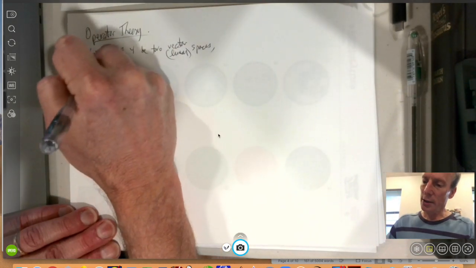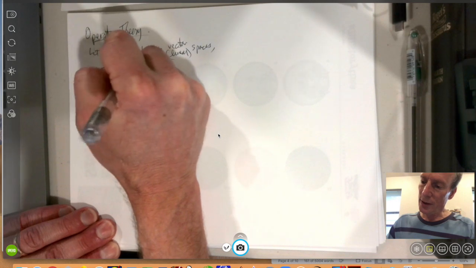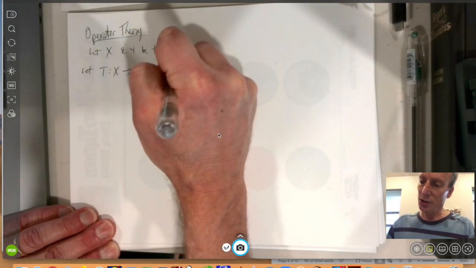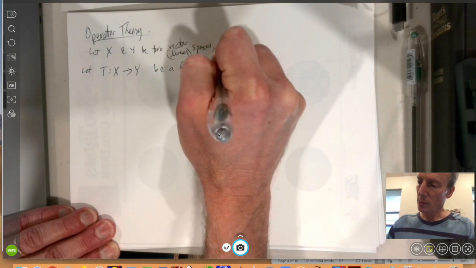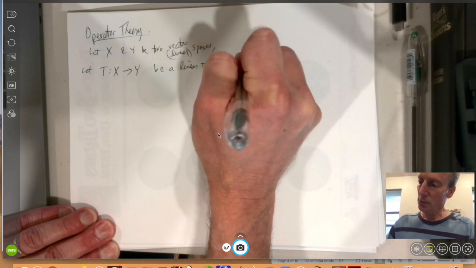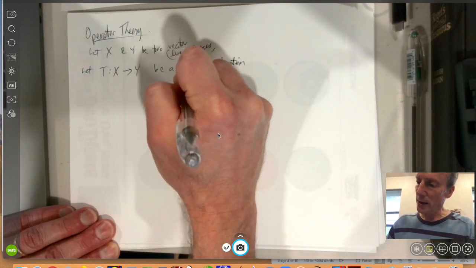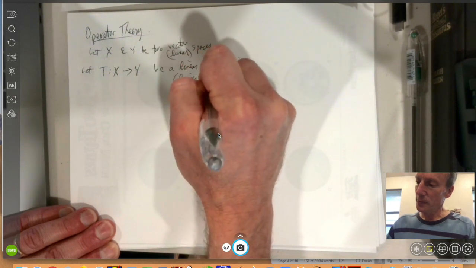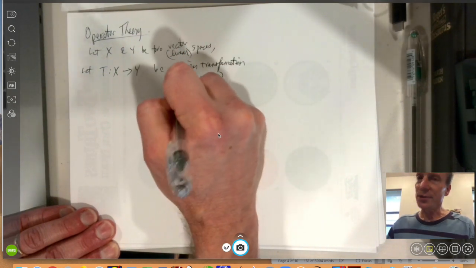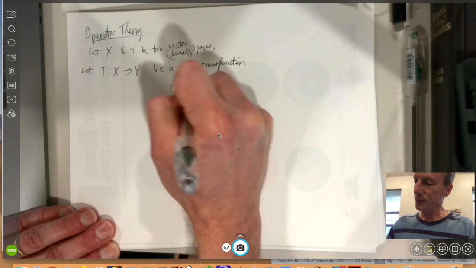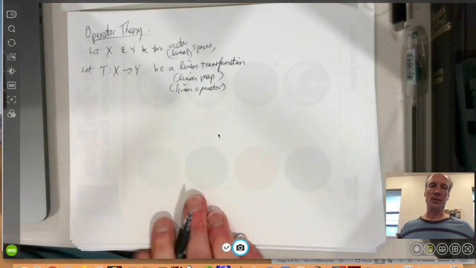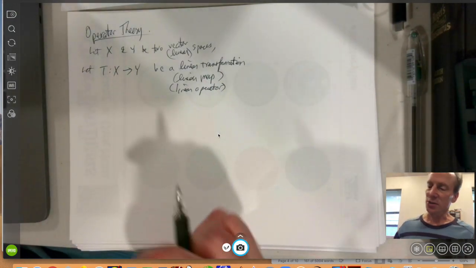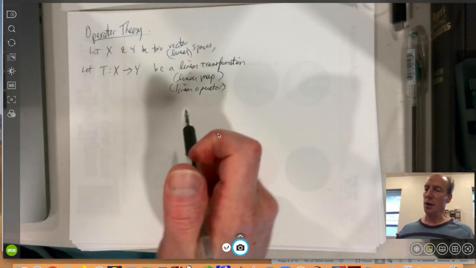And then let T from X to Y be a linear transformation. This is also called a linear map or just a linear operator. Those are all words that mean the same thing. I think it's supposed to be cooler if you use operator.